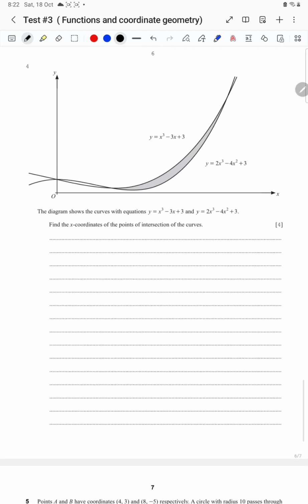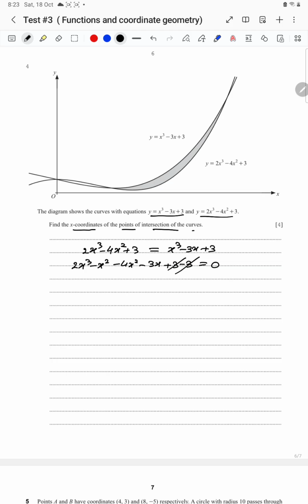Okay, here is question number 4. It says the diagram shows two curves with these equations. Find the x coordinates of the points of intersection of the curves. Okay, intersection, where they cross or meet, that means you need to solve simultaneously. So compare the y coordinates of both, as we are looking for x. So I can write 2x cube minus 4x square plus 3 equal to x cube minus 3x plus 3. So bring all terms to one side: 2x cube minus x cube minus 4x square plus 3x minus 3 and minus 3 equal to 0.